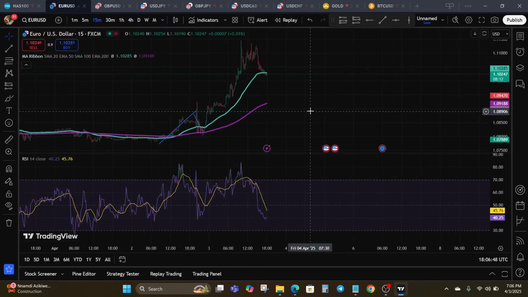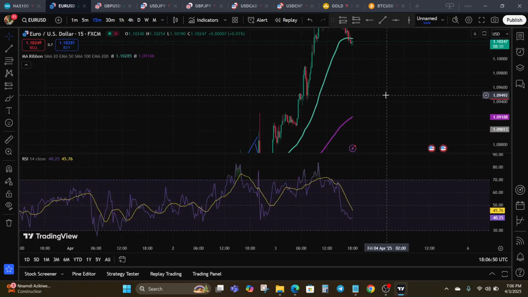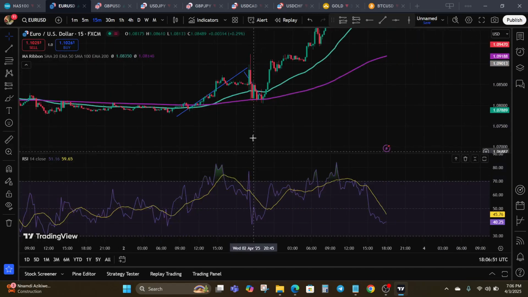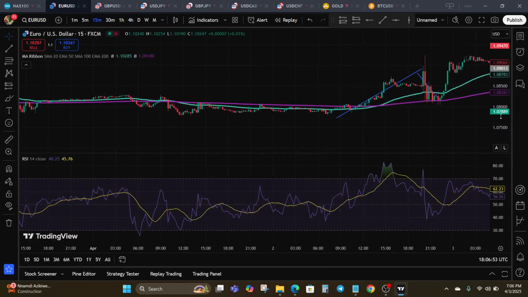Then for a buy, of course, once you have confirmed your entries, you've confirmed your buy move.